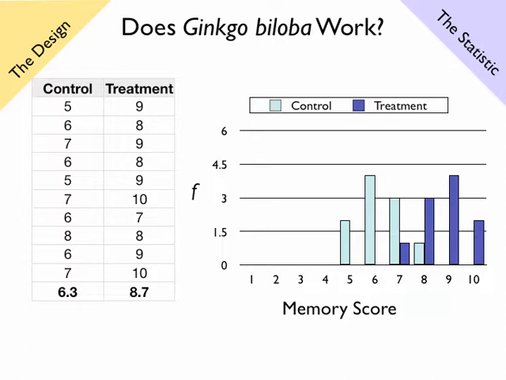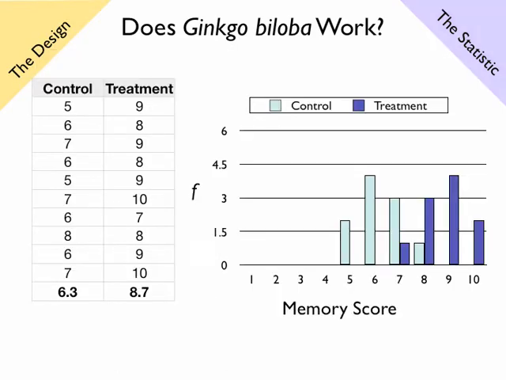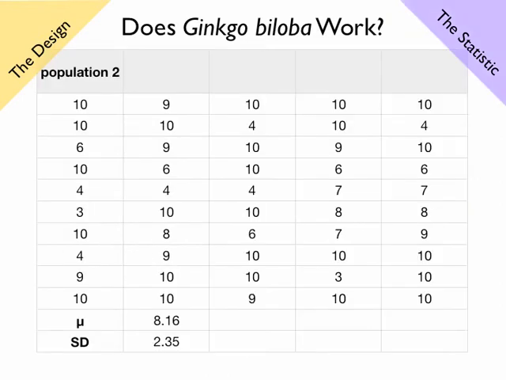But consider the second population. Lots more variability here. The scores go all the way down to 3. The standard deviation is different, even though the population mean is the same. So if you look at mu, 8.16 there, I'll go back 2 slides. 8.16 there, but in the first population we had a standard deviation of 1.18. Here we have a standard deviation of twice that, so 2.35.